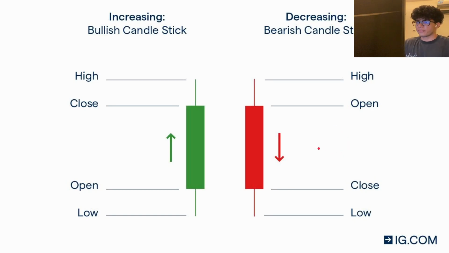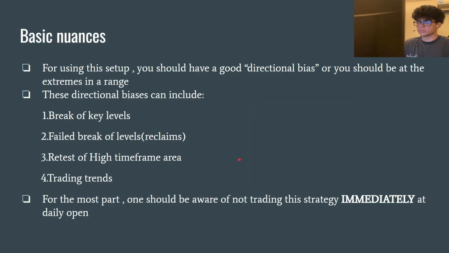Now for this strategy, this is very important. Basic nuances: for this setup, you should have a good directional bias. A good directional bias is that either your pair is in an uptrend or a downtrend, or it has broken some key support level, key resistance level, etc. I'll get in depth on all this, and I'll show you examples as well. It's not going to be a whole text video. This is obviously going to have some examples as well, right?